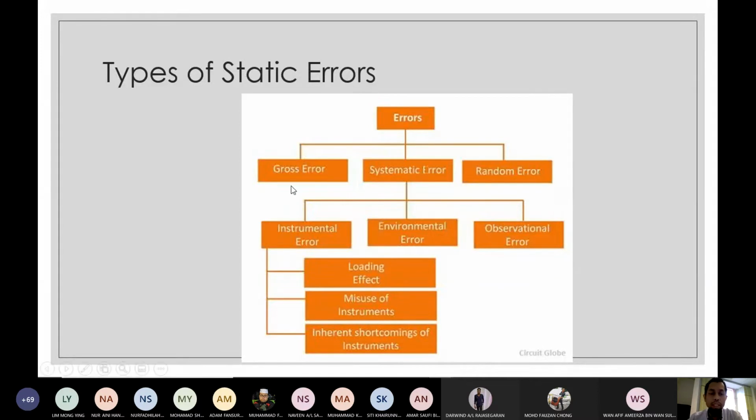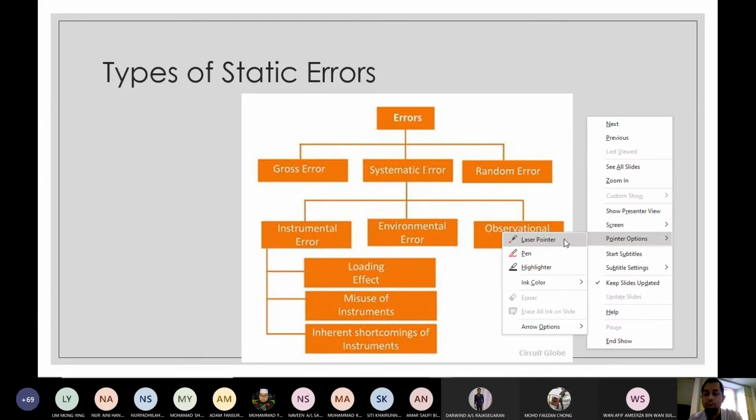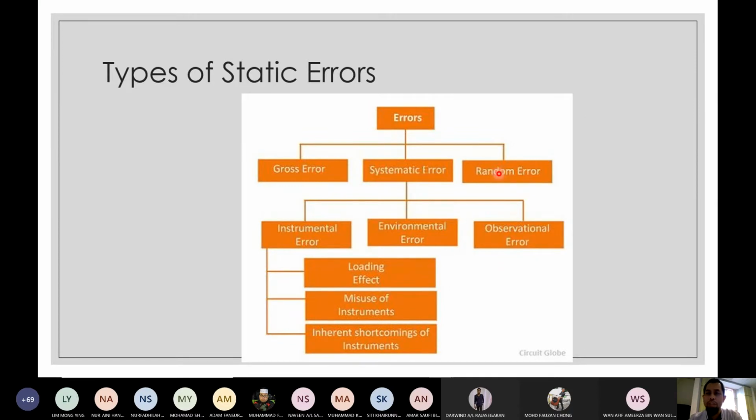Gross error is basically human mistake. Systematic error is error caused by the instrument. And random error is error that we do not know the actual reason why it happens. That's why we call it random. Under systematic error, it can be further classified into three types: instrumental error, environmental error, or observational error. And then we have the other three, which we'll look into afterwards. But let's look at the main items first.